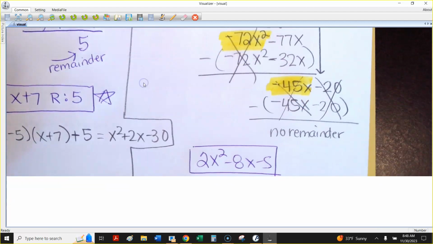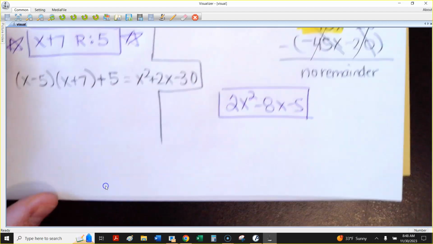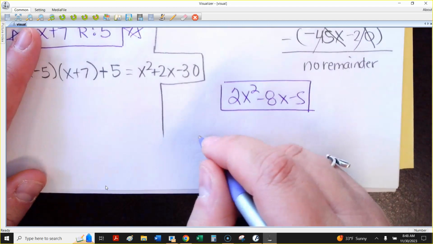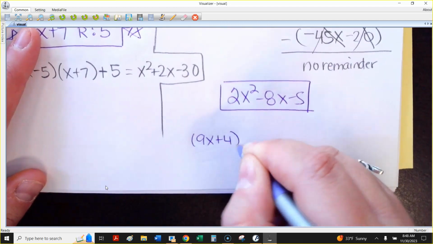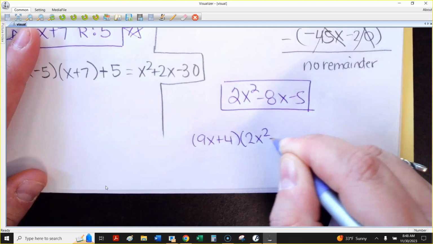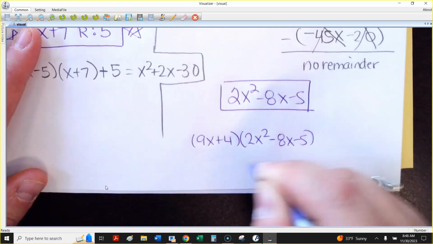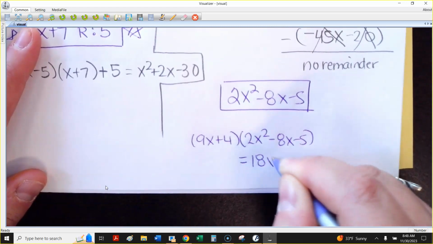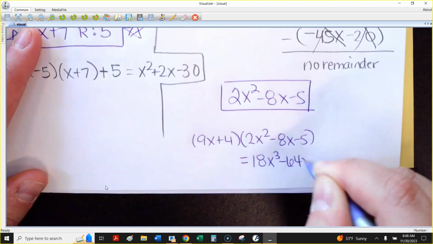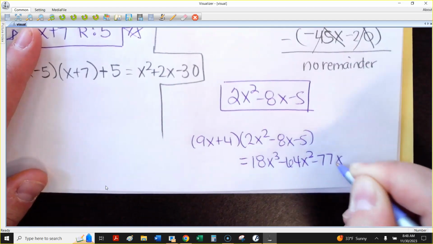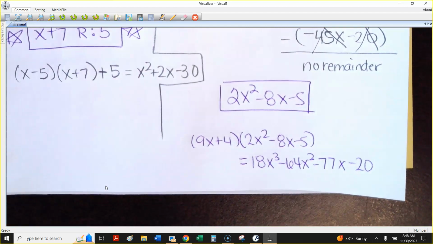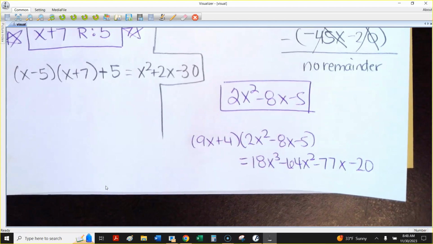And I'm not on the screen, forgive. Now, what it means is if I take 9x plus 4 and multiply it by that 2x squared minus 8x minus 5, that would exactly equal what we had. You don't have to rewrite this, but that would exactly equal that polynomial that we had under the equal sign. And both of those would be factors of that polynomial. So the 9x plus 4 would be a factor, so would the 2x squared minus 8x minus 5. They're both factors of that polynomial.